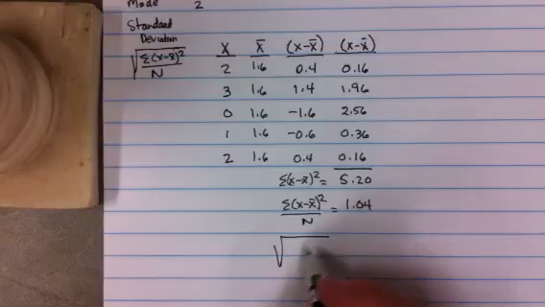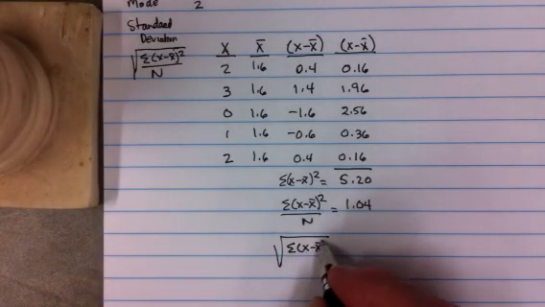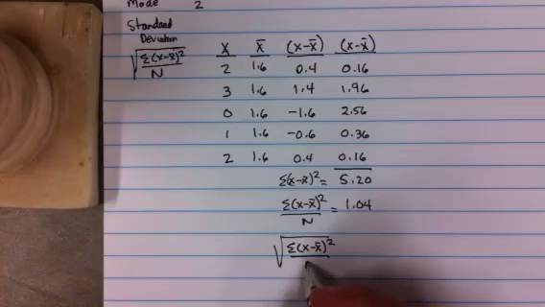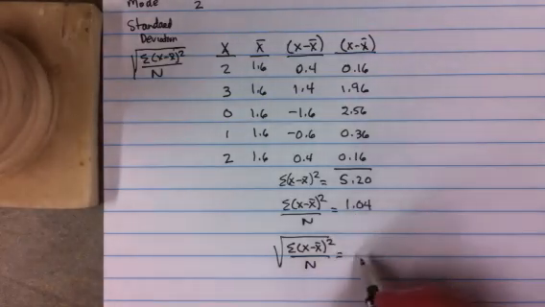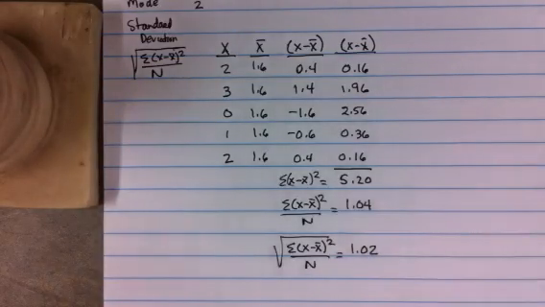Now I've got to do one more step. I've got to take the square root. It's x minus x bar squared all over n. So that number now just gets the square root. Again, we put it in our calculator. 1.04 square root of that number is 1.02.